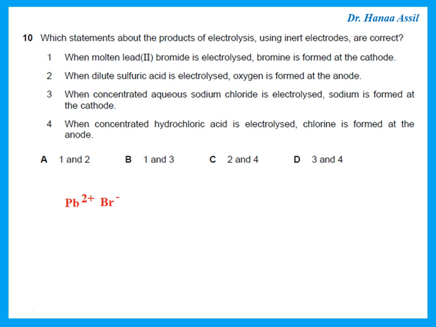Which one is the cathode again? The cathode is the negative, and the bromide is negative, so it will not go to the negative. It will go to the anode. So actually the bromine is formed at the anode, not at the cathode.